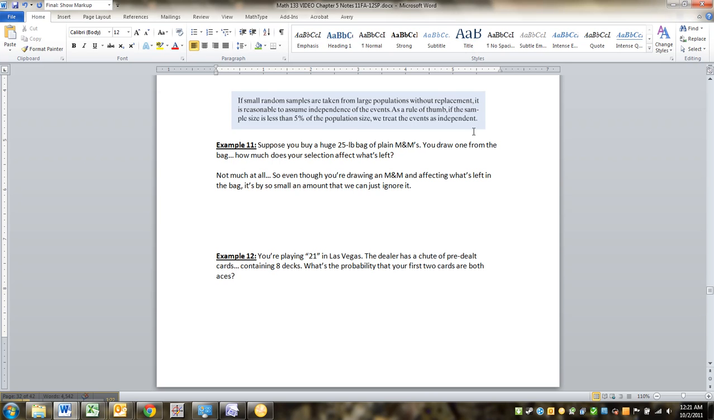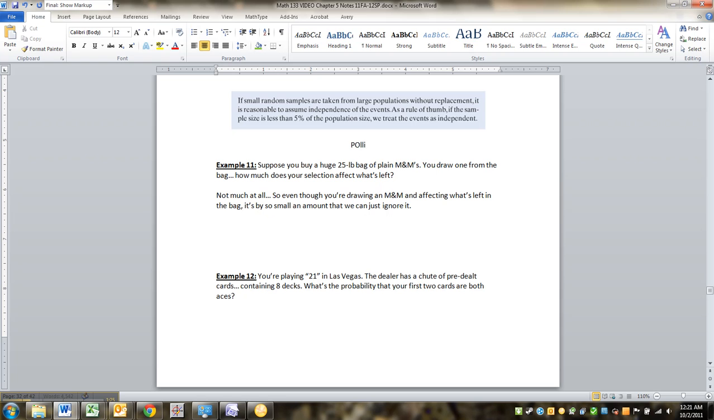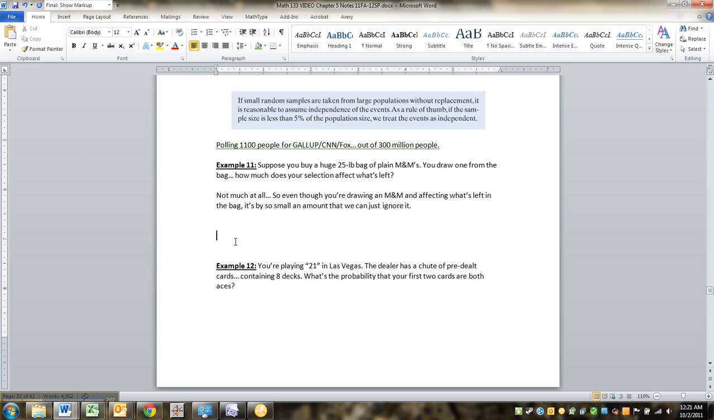They do this with polling all the time. So let me write it up here. Polling: 1,000, they usually do, let's say, 1,100 people for Gallup or CNN or Fox News or NPR, pick something, out of 300 million people. Is it possible that your calls are affecting somebody out of the 300 million? Sure. But it's not going to be a great effect. So you're just going to ignore it. And that's basically what this blue box is telling you. Just don't care, right?